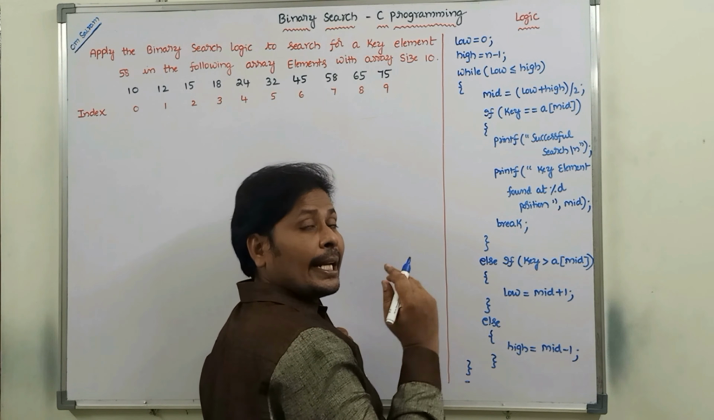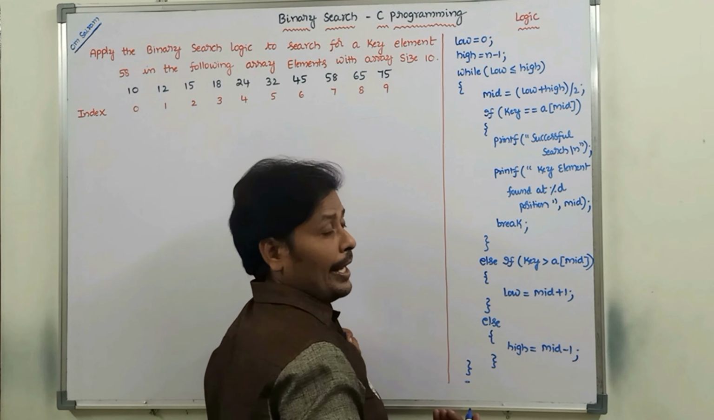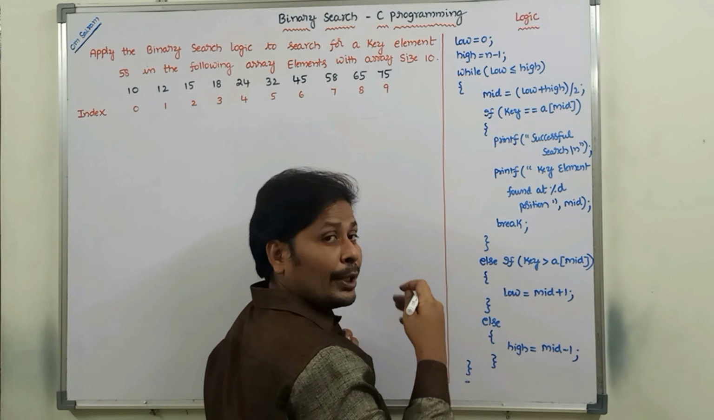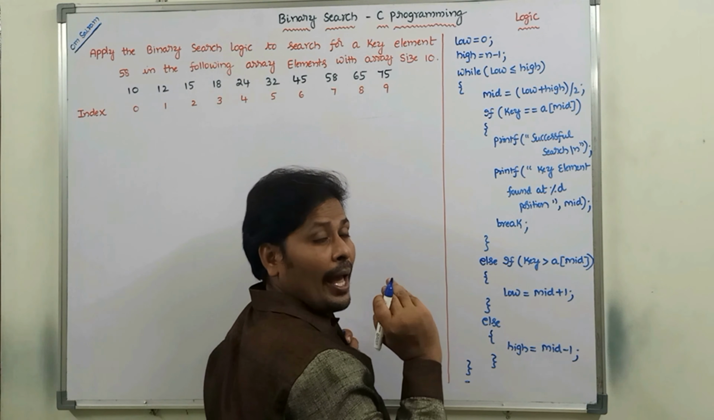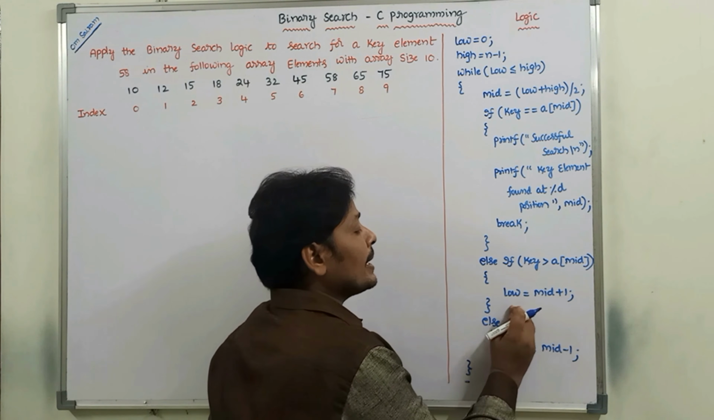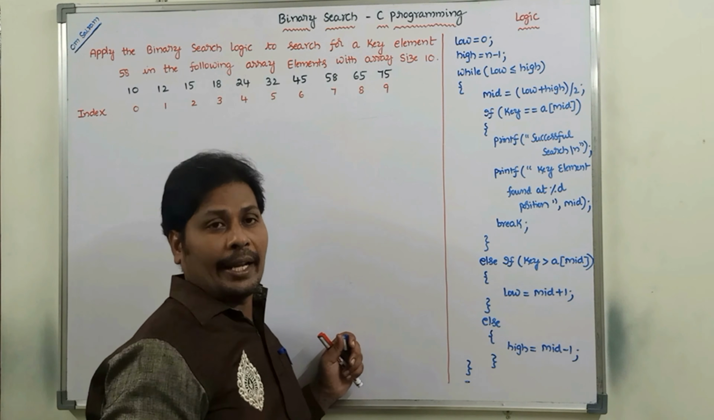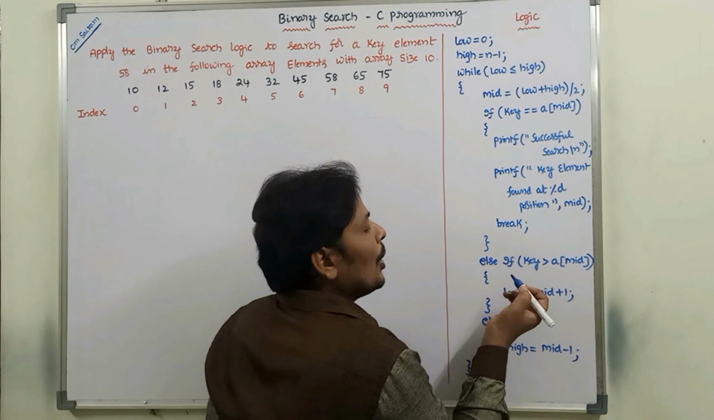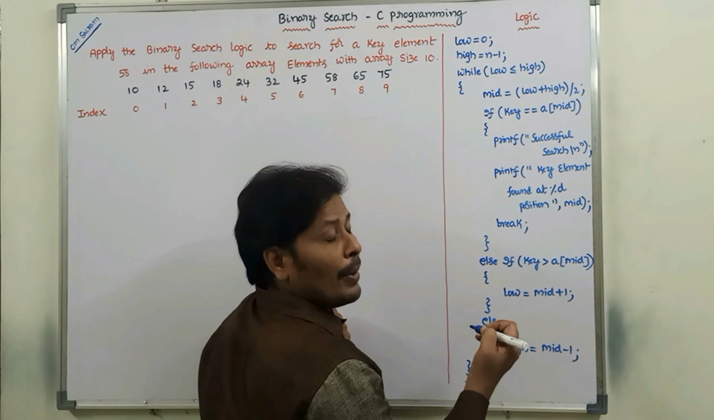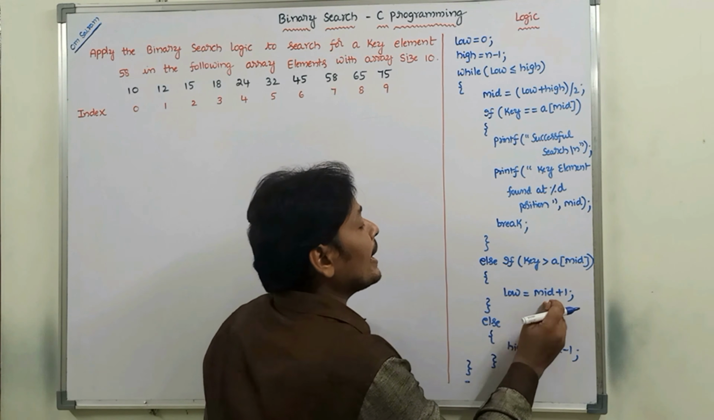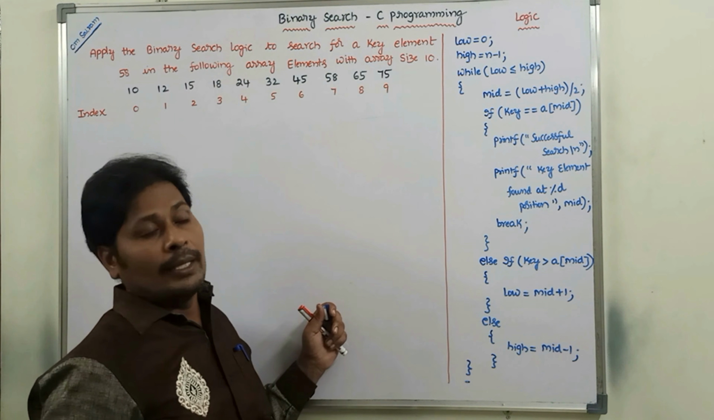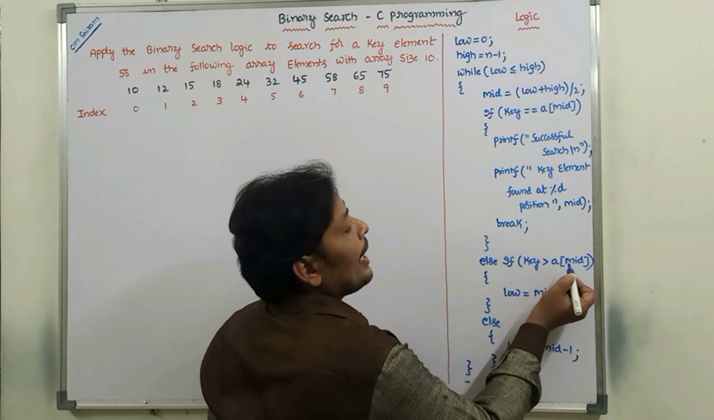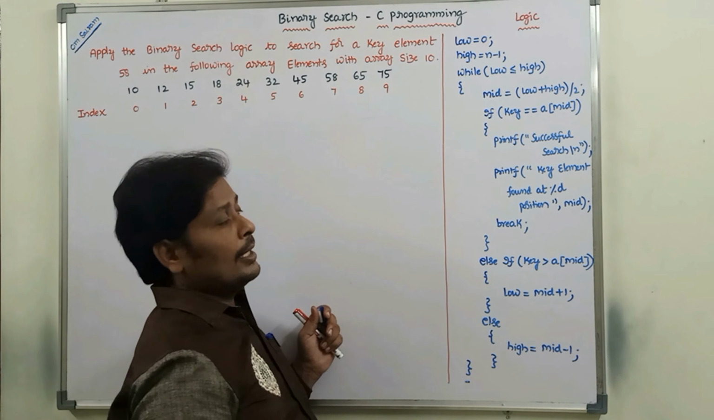By considering the second sub array, low is equal to mid plus 1. After ignoring the first left sub array, we are considering the right sub array. So if this condition is true, we are ignoring the left sub array and considering the right sub array. Suppose if key greater than A of mid is false, then go to the else.